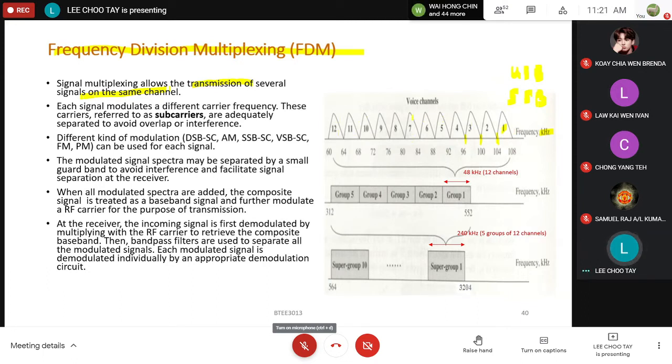We add them up together, and then we can modulate another carrier using this carrier frequency, and then we send it as an entire group of baseband signal. Then of course, in between the signal bands, it is better to provide a guard band, a gap, so as to ease filtering later on.